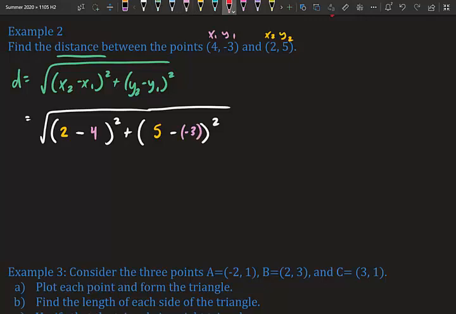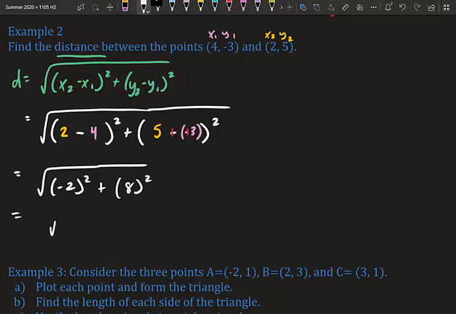All right, that negative and negative become plus plus, so let's keep simplifying. We have 2 minus 4, which is -2 squared, plus 5 plus 3, which is 8 squared. So keep simplifying. -2 squared is 4. 8 squared is 64, and we can simplify this to the square root of 68. So what do I mean? Can we keep going? We can. We can actually simplify this more.